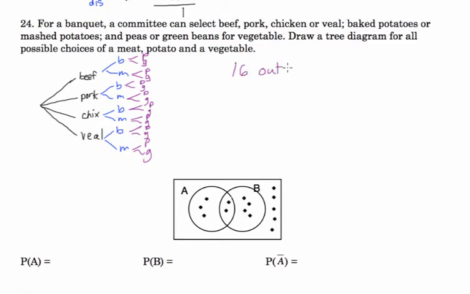16 items in my sample space. The way to do that without a tree would be to say you've got 4 choices for your meat, and then you've got 2 choices for your potato, and then you've got 2 choices for your veggie. 16 outcomes.